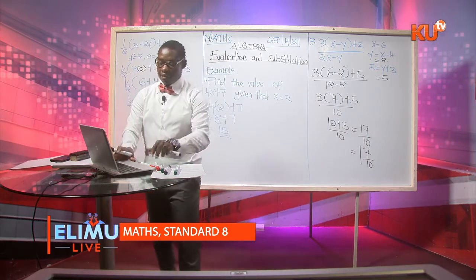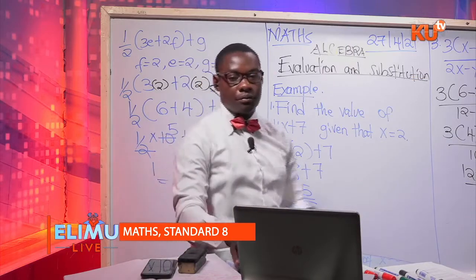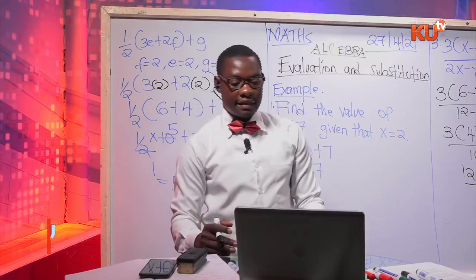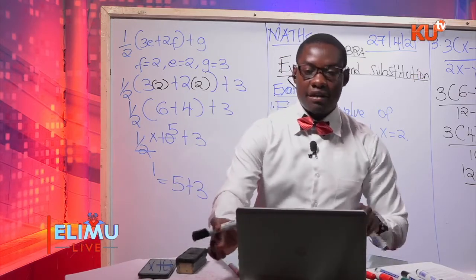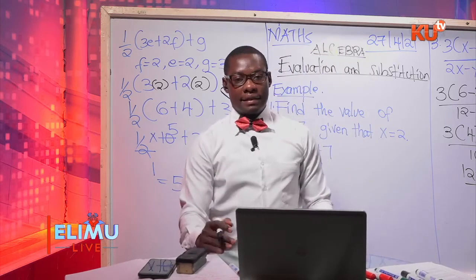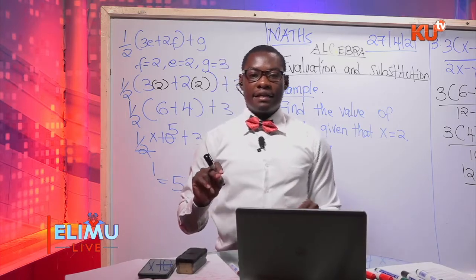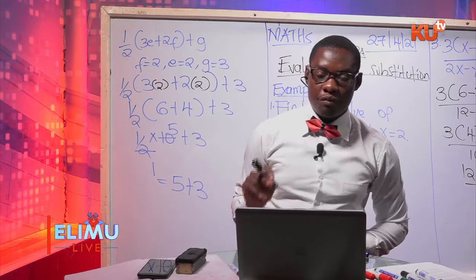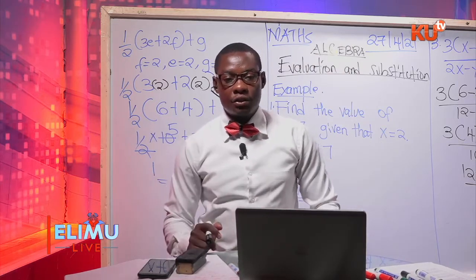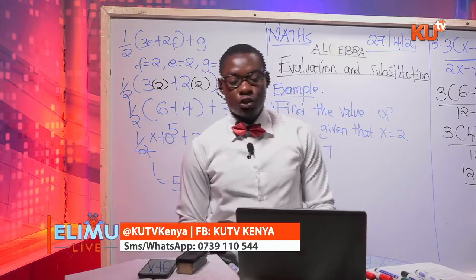So those are the first 3 examples when we are looking at evaluation and substitution. So you simply find the values that are there, the correct figures that have been given for the unknown values. After getting the figures, you replace on the question. Remember, the brackets mean you multiply the unknown value with the value that you've been given, whereby 3x, that means 3 times x. So if x is 2, therefore 3 times 2 is going to be 6.